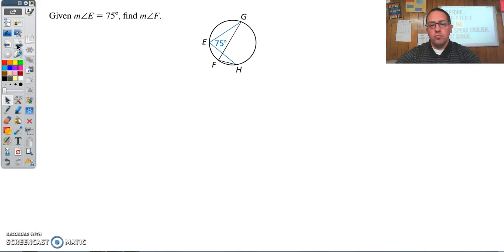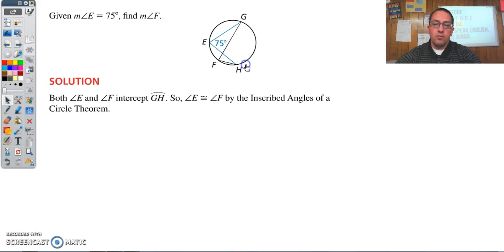So, nice easy question for us. We're told the measure of angle E is 75 degrees. We need to find the measure of angle F. Well, if you look, angle E intercepts arc GH, and angle F intercepts arc GH. They both intercept the same arc, so they have the same angle. So angle F is going to be 75 degrees by the inscribed angles of a circle theorem.